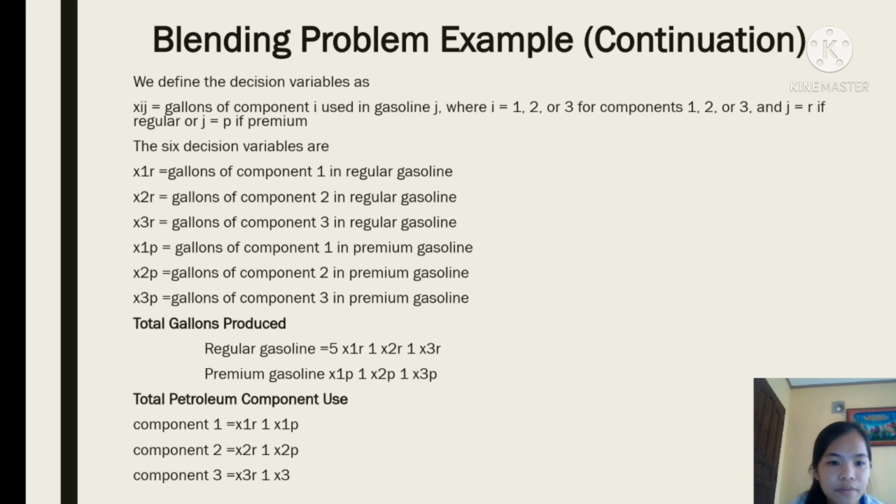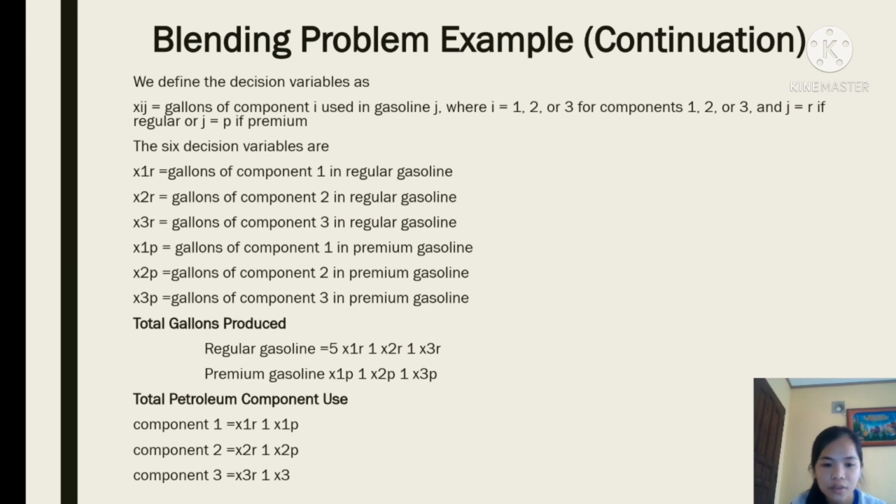Continuing, we have the decision variables as Xij equals gallons of component i used in gasoline j, where i equals 1, 2, or 3 for components 1, 2, or 3, and j equals R if regular or j equals P if premium. The 6 decision variables are: X sub 1R equals gallons of component 1 in regular gasoline. X sub 2R equals gallons of component 2 in regular gasoline. X sub 3R equals gallons of component 3 in regular gasoline. X sub 1P equals gallons of component 1 in premium gasoline. X sub 2P equals gallons of component 2 in premium gasoline. X sub 3P equals gallons of component 3 in premium gasoline.